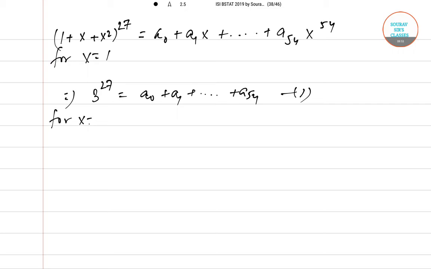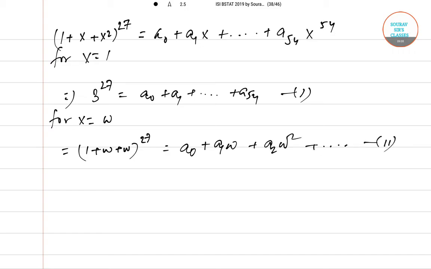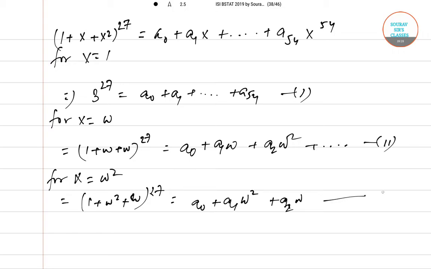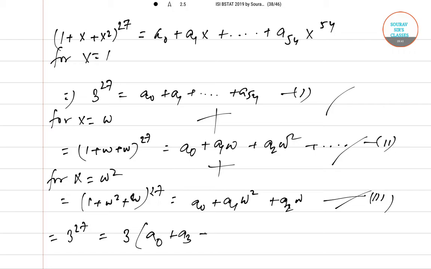For x equal to omega, it will be (1 plus omega plus omega square) to the power 27 equal to a0 plus a1 omega plus a2 omega square plus up to a54, that is equation 2. For x equal to omega square, we have (1 plus omega square plus omega to the power 4) to the power 27 equal to a0 plus a1 omega square plus a2 omega up to, this is equation 3. Now if we add 1, 2, 3, what will we get? We will get 3 to the power 27 equal to 3 common, a0 plus a3 up to this. Why? Because 1 plus omega plus omega square is equal to 0, isn't it?